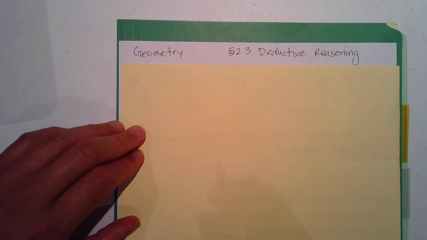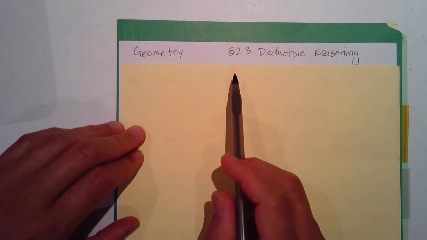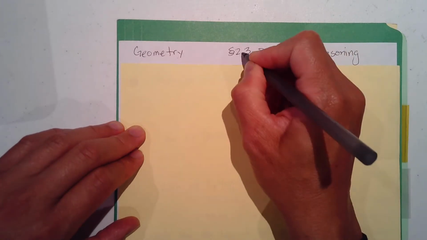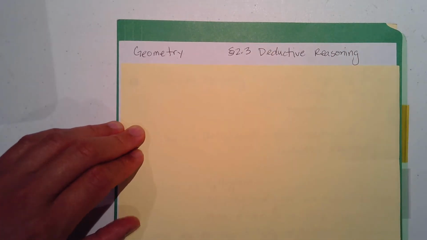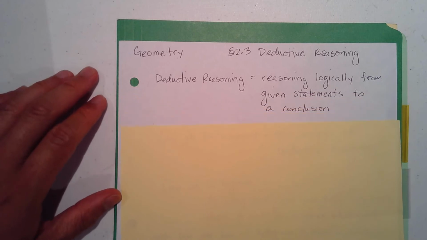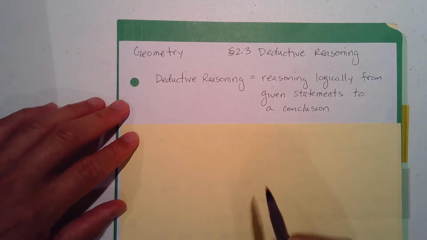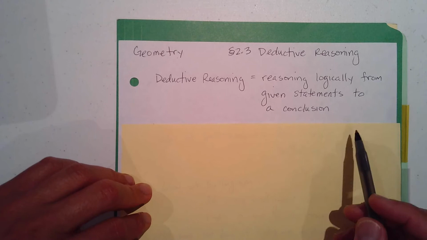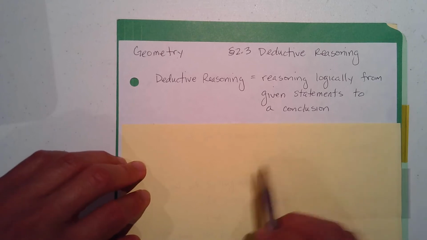Hello students, we're going to learn section 2.3, Deductive Reasoning. Deductive reasoning is reasoning logically from given statements to a conclusion.